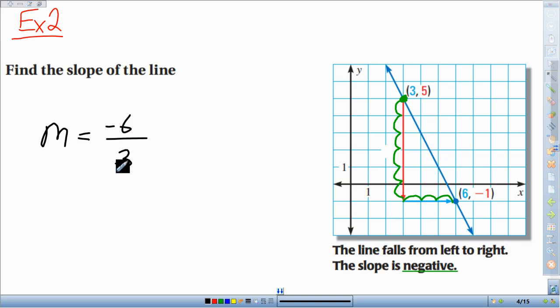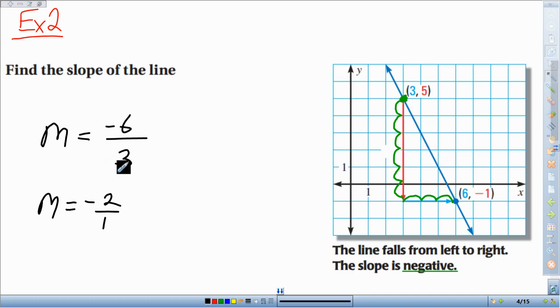Okay, again, this is a number that reduces, so let's go ahead and do it. We know that 3 goes into both of these, so we're going to get -2 over 1. One thing you might be wondering, why don't I just write this as -2? -6 divided by 3 is -2.